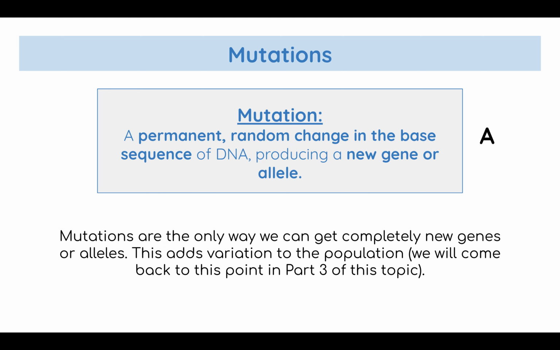So with evolution and natural selection, it will pick from the alleles and stuff that already exist, but mutations add a lot of variation to the population, and they create entirely new sequences and new genes and new alleles that did not exist before, just randomly. We will talk more about that part in the third part of this topic.